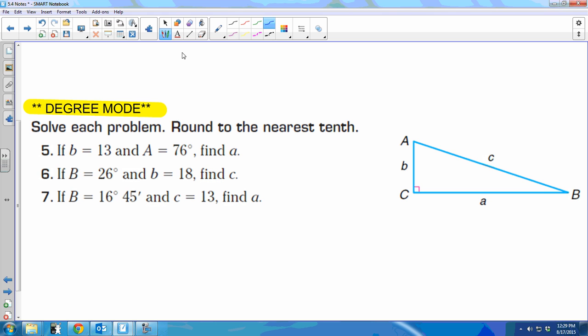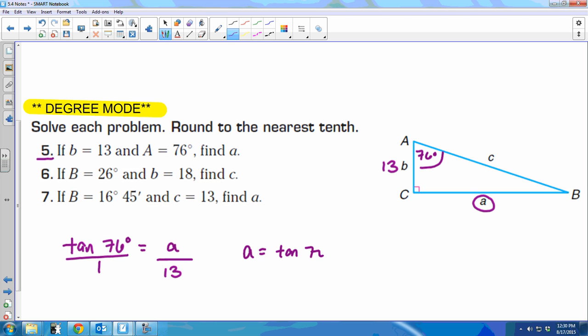All right. So these we're actually going to figure out. I'm going to do the first two, and then we'll go from there. If side B is 13 units, and angle A is 76 degrees, then find side A. So if it's 76, I've got the opposite side and the adjacent side. So we have opposite and adjacent, we're going to use tangent, right? So I'm going to set this up as tangent of 76 degrees equals the opposite side over the adjacent side. I put tangent of 76 degrees over 1, then I know that it's just two ratios that I can cross multiply. So if I cross multiply, I get the tangent of 76 degrees times 13.